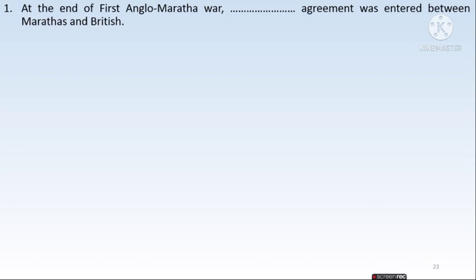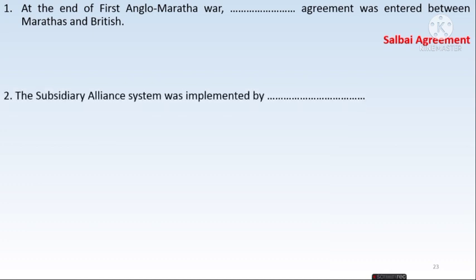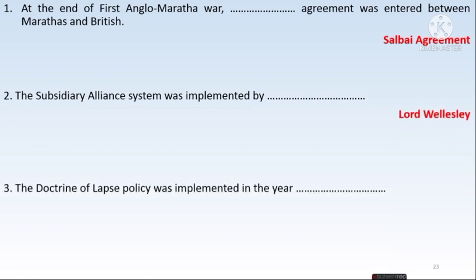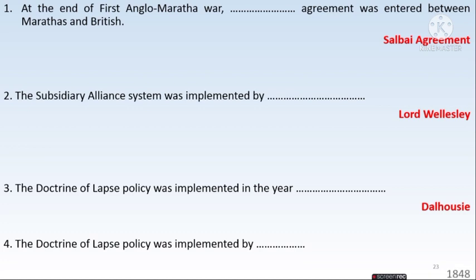The next question is, at the end of the first Anglo-Maratha War, dash agreement was entered between the Marathas and British. Which agreement? Guess what is the answer? Yes, the Salbai agreement was entered between the Marathas and Britishers. Next one, the subsidiary alliance system was implemented by Lord Wellesley. The Doctrine of Lapse policy was implemented by Dalhousie in the year 1848.